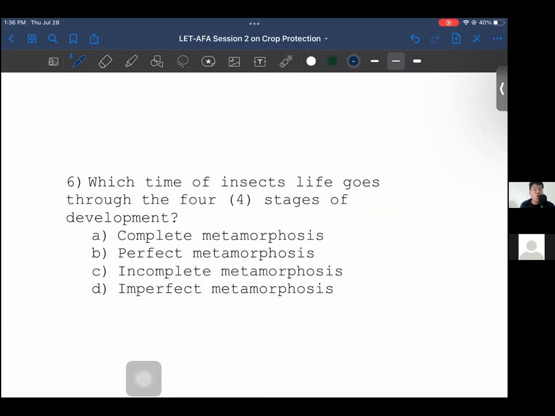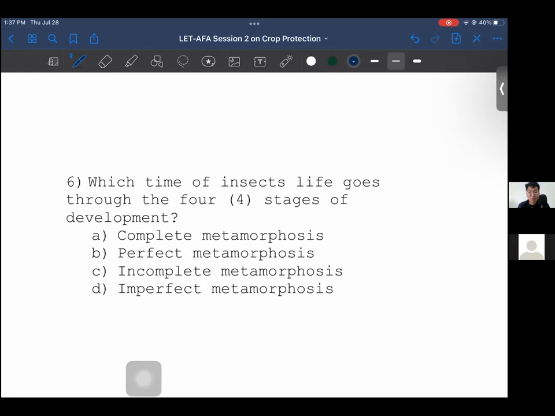Number 5. Which type of insect's life goes through the 4 stages of development? A, complete metamorphosis. B, perfect metamorphosis. C, incomplete metamorphosis. Or letter D, imperfect metamorphosis. Which type of insect's life goes through the 4 stages of development? So yes, the answer is letter A. The answer is letter A, complete metamorphosis.